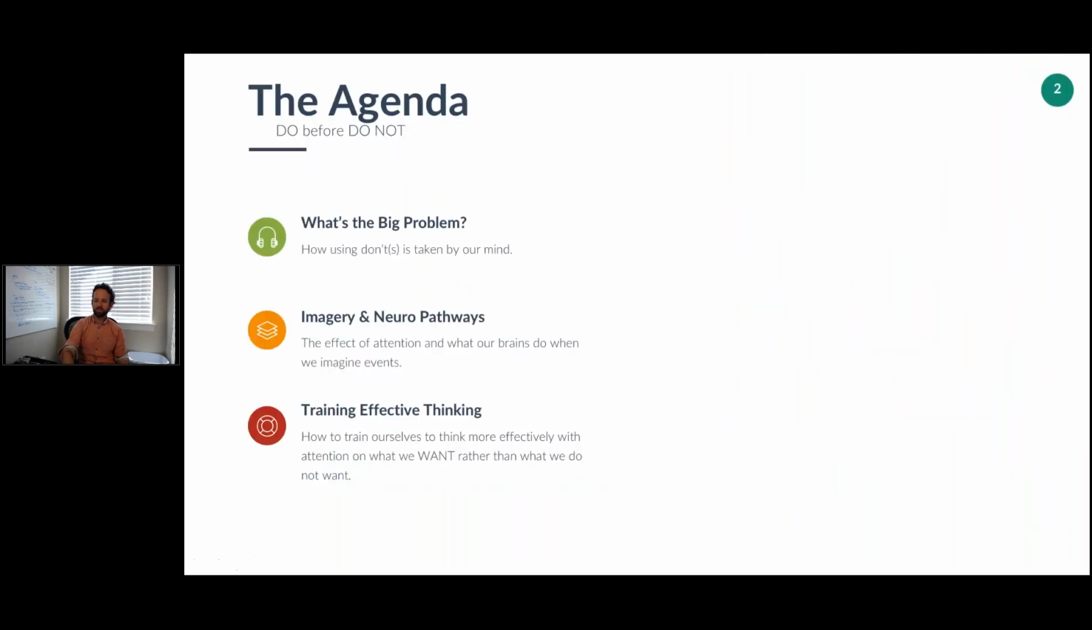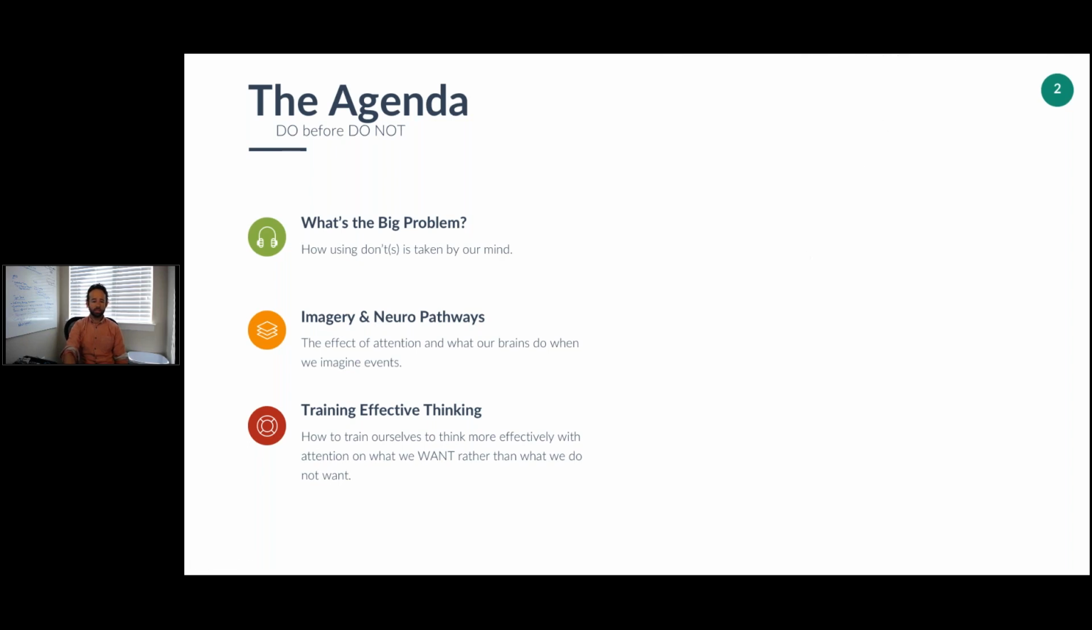So let's look at this here really quick. Regarding the agenda for the day, we're going to talk a little bit about what the big problem is right off the bat: how using don'ts is taken in our mind, imagery and how neural pathways work, and then the effect of attention and what our brains do when we image events, because typically when we're thinking in do's and don'ts, we also start imagining those events happening. Outside of that, we're going to go into how to train effective thinking and what you can do to change that don't mindset into a do mindset. So let's move into it here.